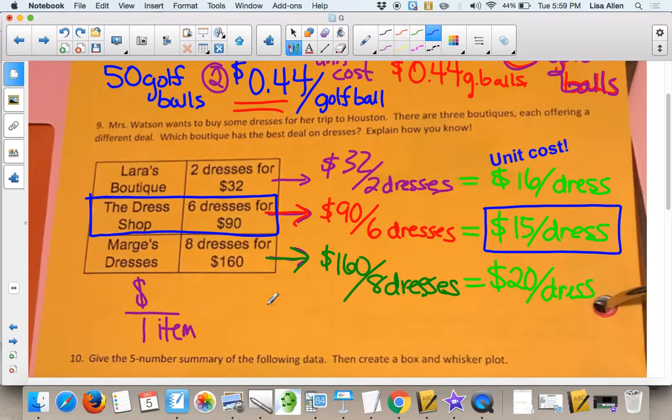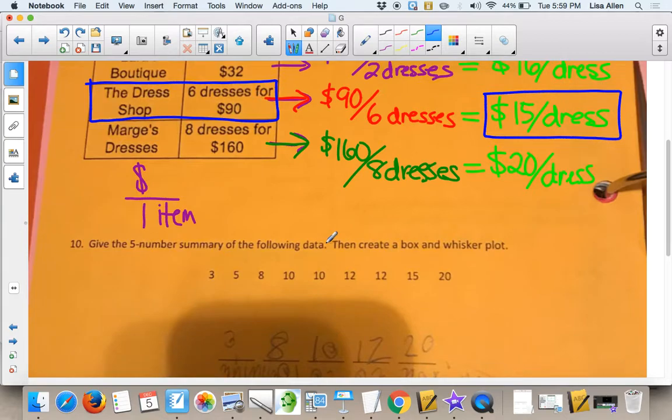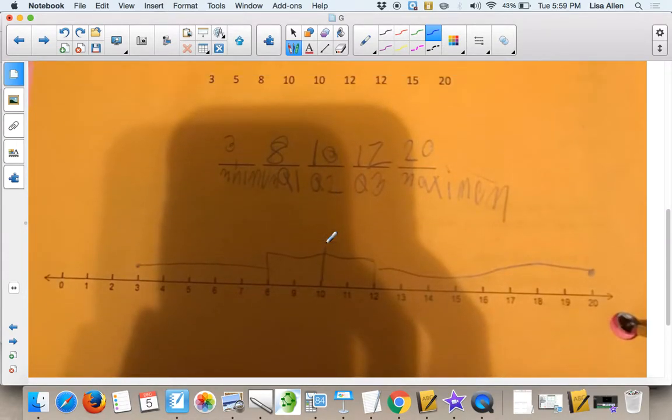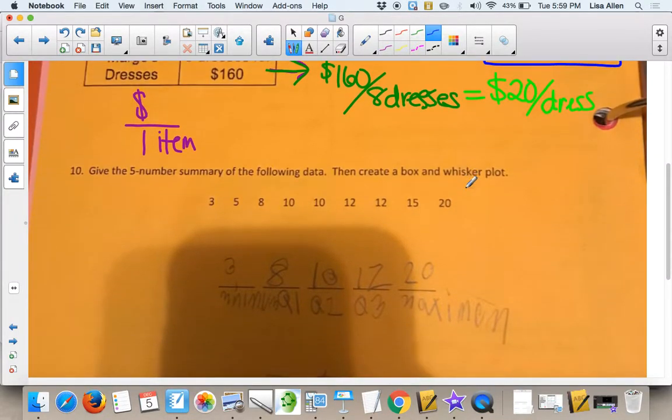Okay, so you have to think about how much per dress that actually breaks down to, where it seems like, wow, we're buying a lot of dresses here. It's not really the best buy. And for the last problem, the 5-number summary, your answer is not quite right, and I'll show you what you have to do for this.